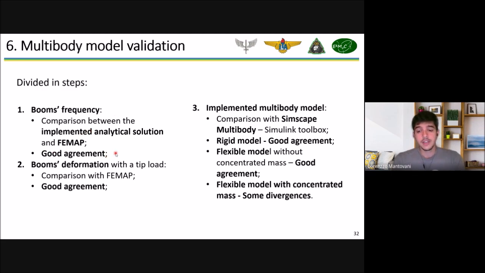Then we decided to verify the solution in time. So we applied a tip load to the boom and we saw how this tip moved up and down through time. And we also had a good agreement. Then we decided to implement the complete multi-body model of the satellite, mechanism, and booms. First, we compare with the SimScape multibody. It's a toolbox from Simulink and MATLAB. First, we used just rigid booms, and we had a good agreement. Then we used flexible booms, and we also had a good agreement. But then we considered flexible booms with concentrated masses at their tips, and then we had some divergences.